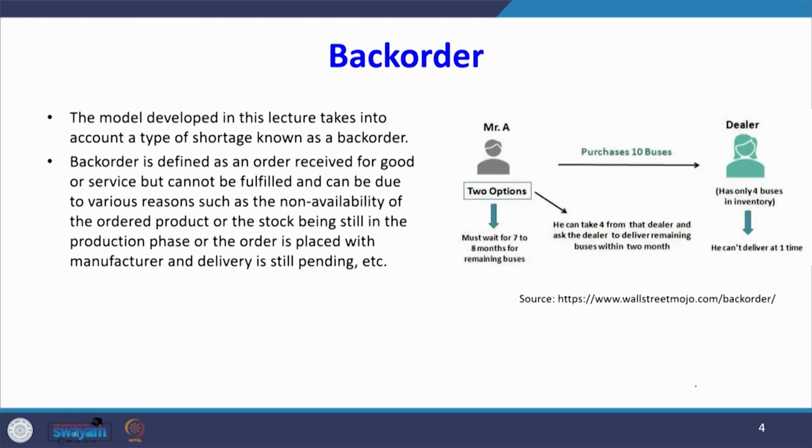Look at this picture on the right hand side. There is a person A and a dealer. The person A wants to buy, say, 10 buses, but the dealer has only 4 buses in inventory. He cannot deliver all the 10 buses at a time. So, what can he do? He can take 4 from the dealer and ask the dealer to deliver the remaining buses within 2 months. The person A has to wait for 7 to 8 months for the remaining buses to be received. This is the concept of back ordering.